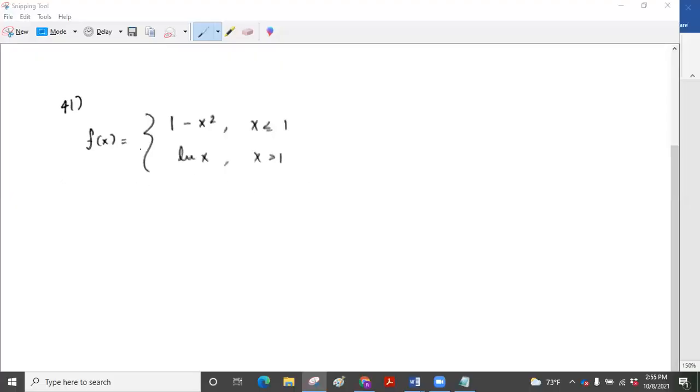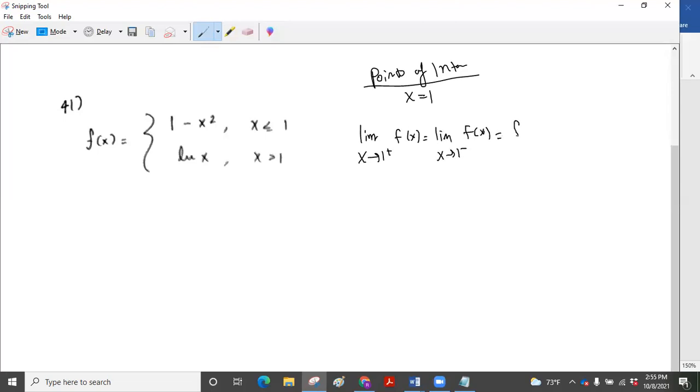Let's work on another continuity problem here. Our points of interest, or just a singular point, is at x equals 1, because the function is clearly doing something odd at x equals 1. So for the function to be continuous at x equals 1, the limit as x approaches 1 from the right of f of x should equal the limit as x approaches 1 from the left of f of x, which should equal f of 1.